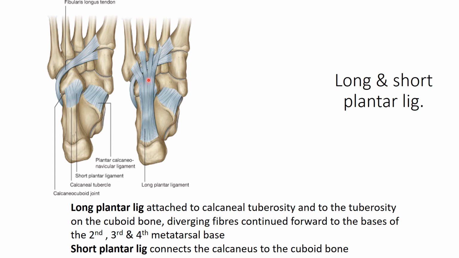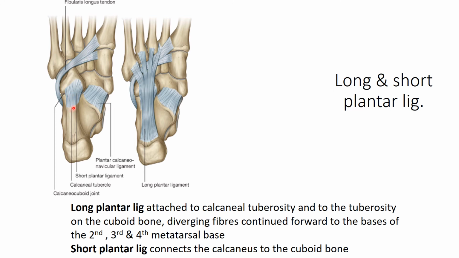The fibers of this long plantar ligament and the concavity on the cuboid create a tunnel for the passage of the tendon of fibularis longus. Now the next is this short but stout short plantar ligament.